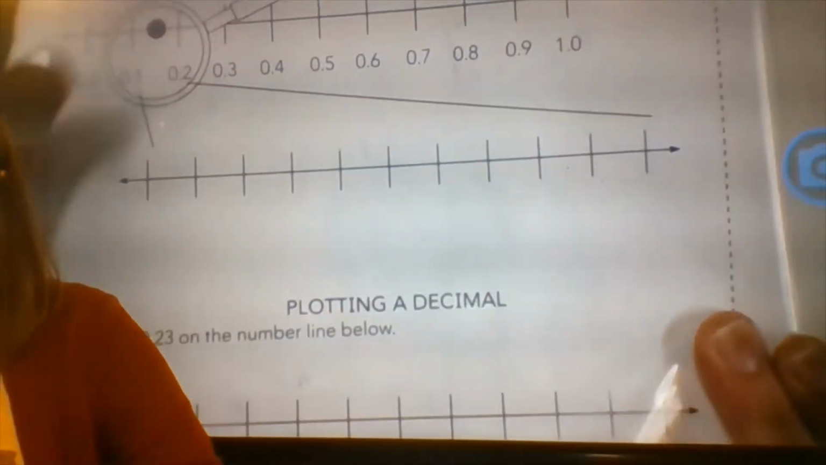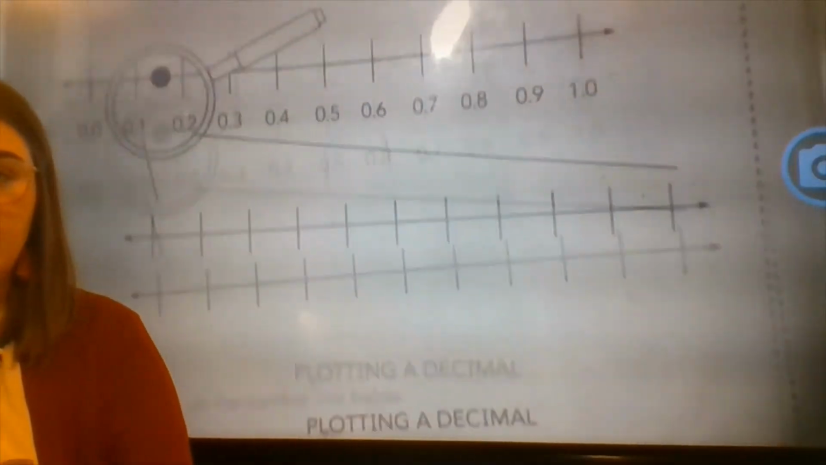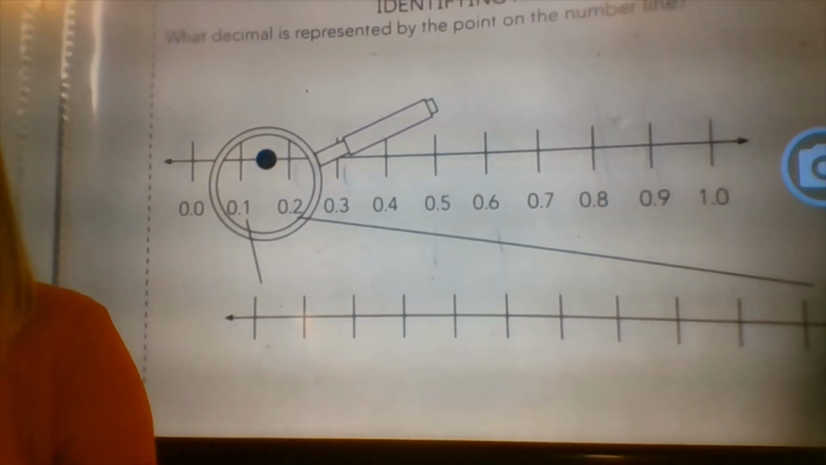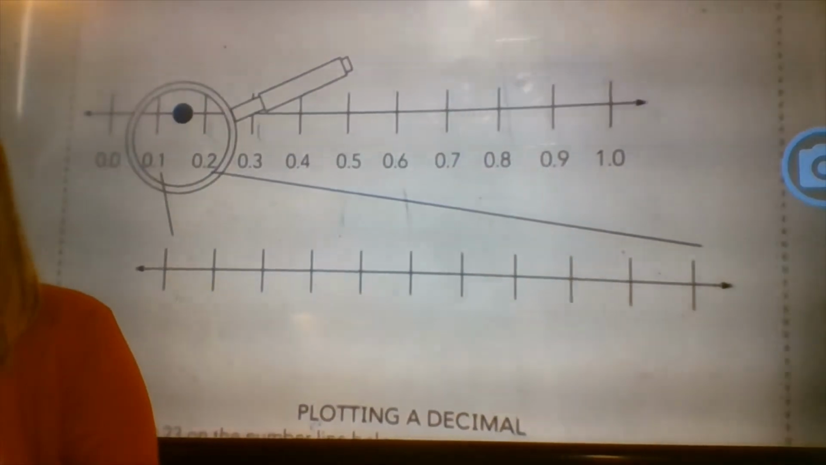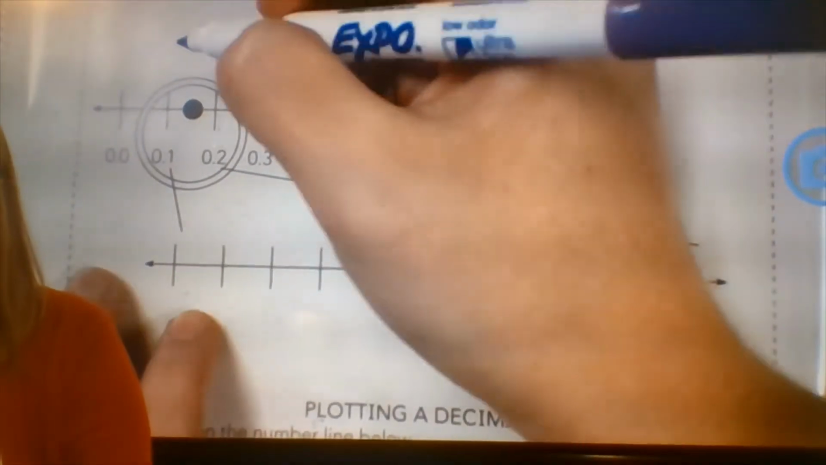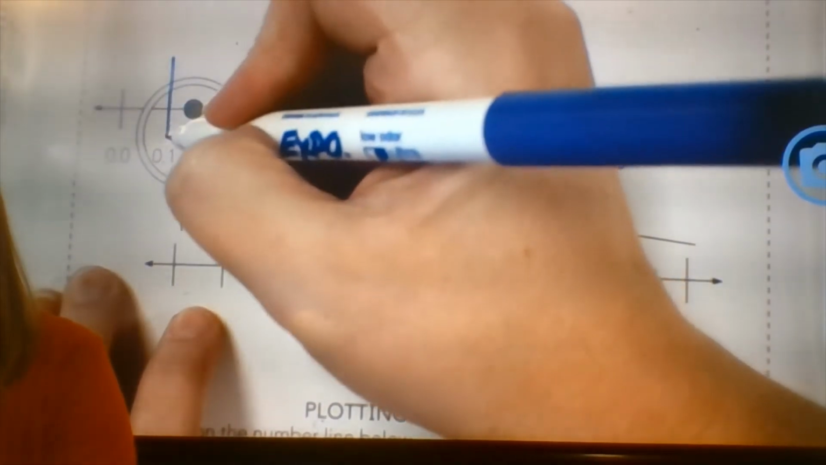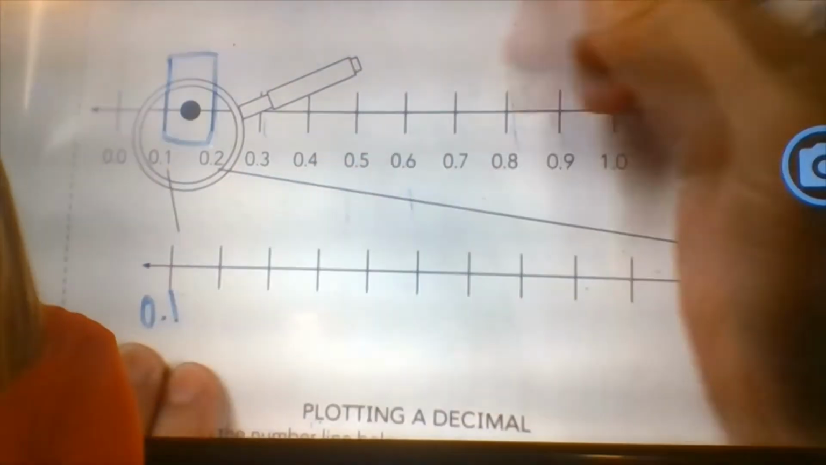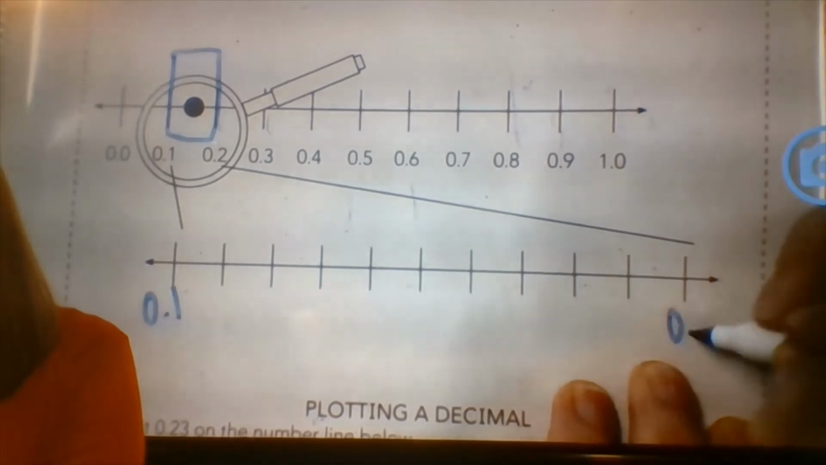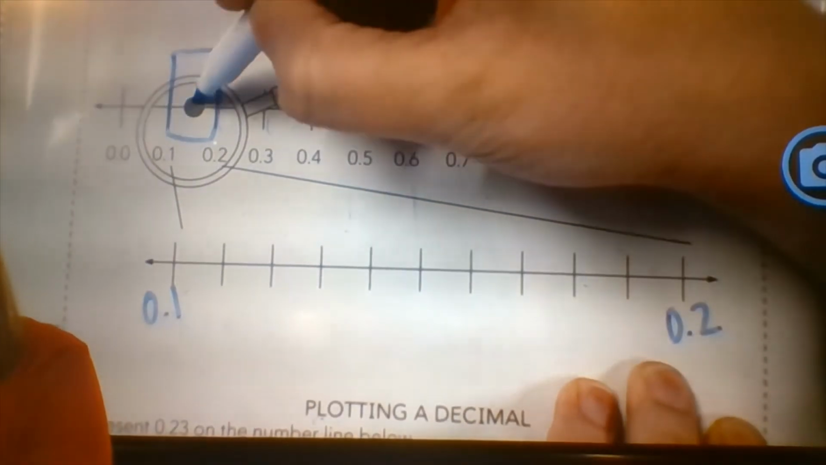So what decimal is represented by the point on the number line? It looks like it's right smack dab in the middle, doesn't it? All right, so as you can see, it's asking us, okay, look right here, and between 1/10 and 2/10, what's right in the middle of that?